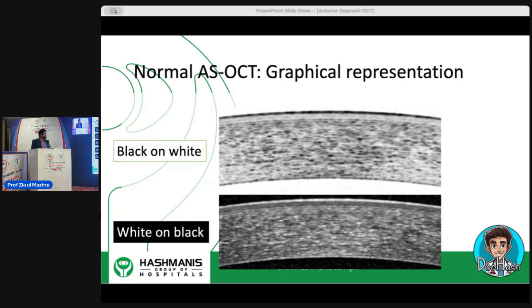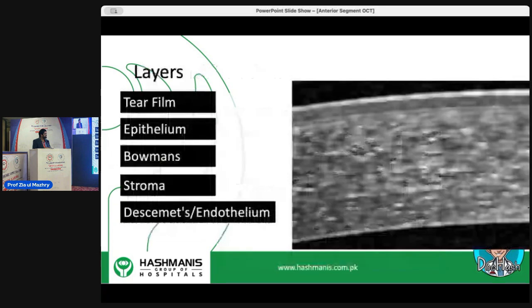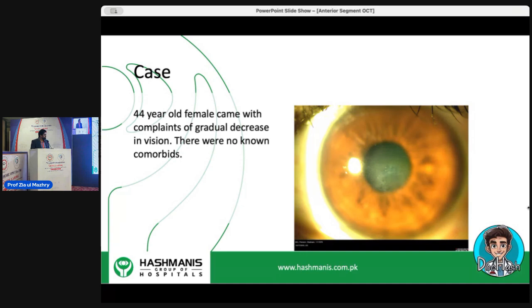And then what are the layers we see on the OCT? The first hyperreflective line you see is the tear film. Then you go in and get the epithelium, which is a hyperreflective band. Then this thin line you see is Bowman's layer. Then this entire thing is the stroma, and this hyperreflective zone at the end is the Descemet's membrane and endothelium. Interpretation of this is very important, because pathology can obviously be of even a single layer.